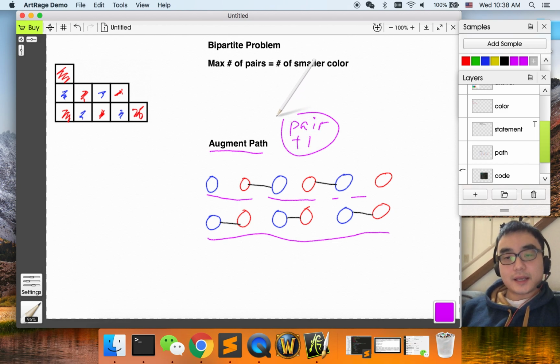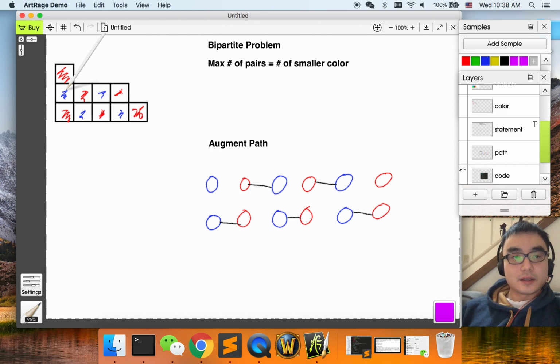So we can be sure that for each two non-paired nodes, we can always find an augmenting path between them, and in this way we can get one more pair, so that the non-paired two nodes will not exist anymore, right? So in this way, we proved that the maximal number of pairs equals the number of the smaller color, right?